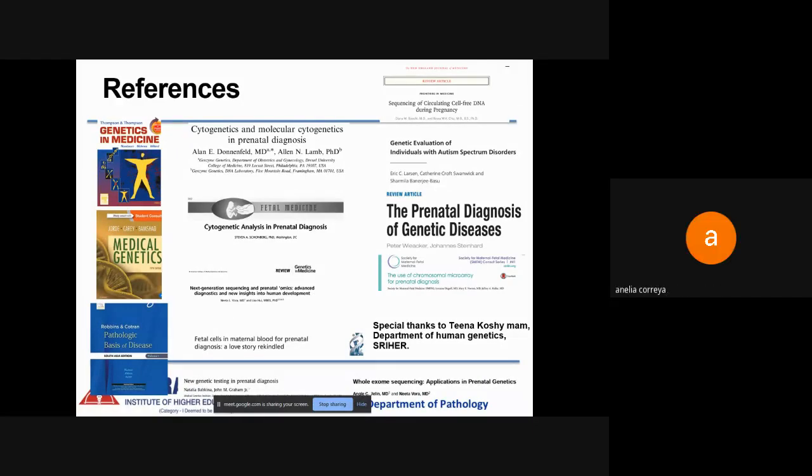Larger deletions will be seen in karyotyping also, Anelia. Regular karyotyping. Yes, ma'am. But only the known things we'll be able to evaluate using karyotyping. What is unknown, if there's any new mutation, we won't be able to see.